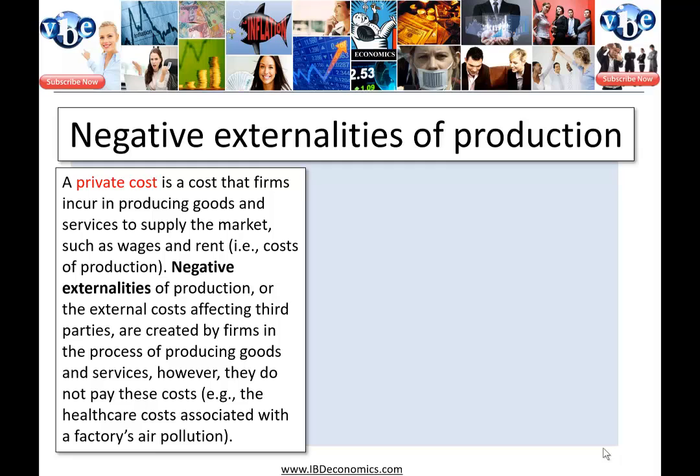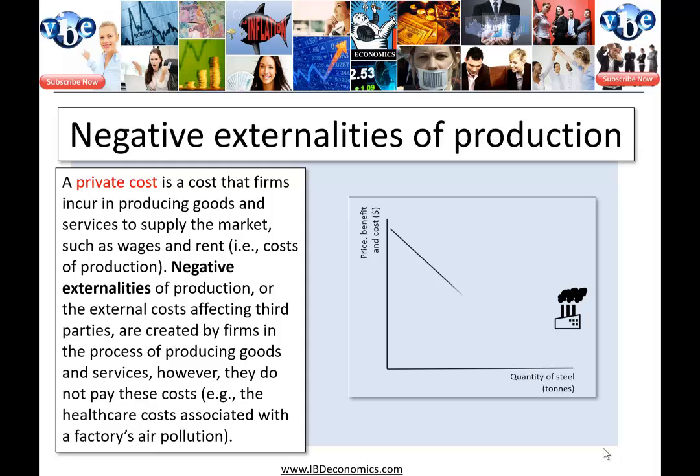So let's start. A private cost is a cost that firms incur in producing goods and services when they supply the market. Things such as wages and rent. These are costs to the firm, cost of production. Negative externalities of production, or the external costs affecting third parties, are created by firms in the process of producing goods and services, but they don't have to pay these costs. For example, the healthcare costs associated with a factory that pollutes the air.